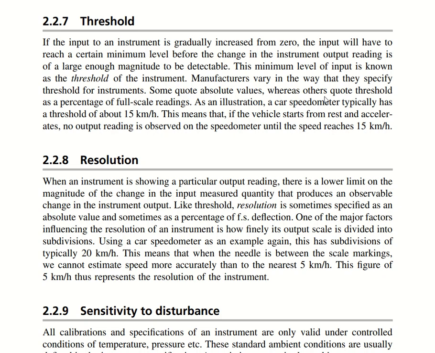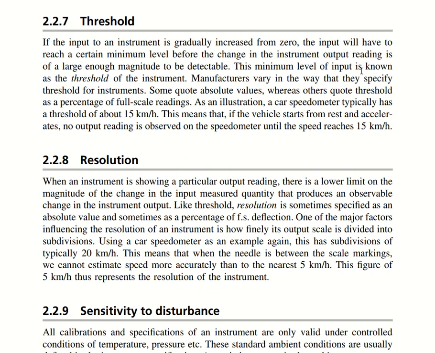Then we have the threshold and resolution. If the input to the instrument is gradually increased from 0, the input will have to reach a certain minimum level before the change in the instrument output reading is of a large enough magnitude to be detectable. This minimum level of the input is known as the threshold of the instrument, and manufacturers vary this specific threshold for different instruments. Some quote absolute values, whereas others quote threshold as a percentage of the full scale reading.